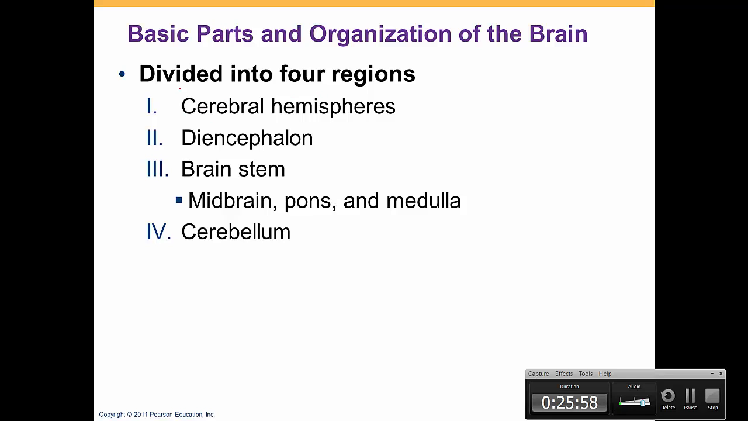Now, the basic parts of the brain organization, and this is an important slide. So I want you to know that the brain is divided into four regions: the cerebral hemispheres, the diencephalon, the brain stem, and the cerebellum. The brain stem has three regions: midbrain, pons, and medulla.